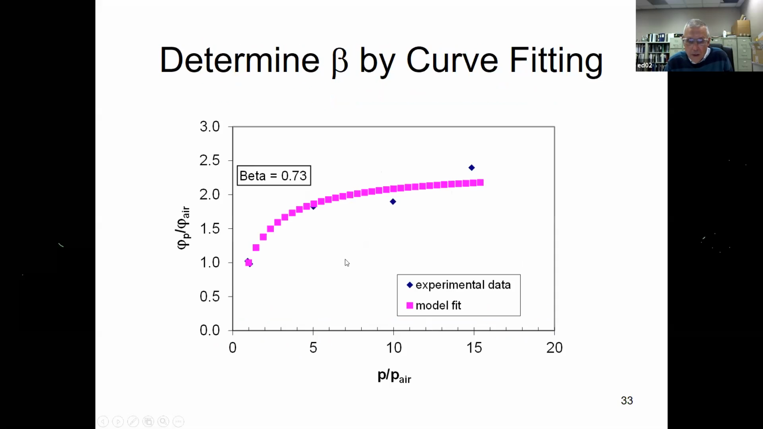So we determine beta by curve fitting using a plot like this. Okay. So here is our experimental data, the blue diamonds, and then we do a model fit, varying beta until we get good agreement with our model fit.